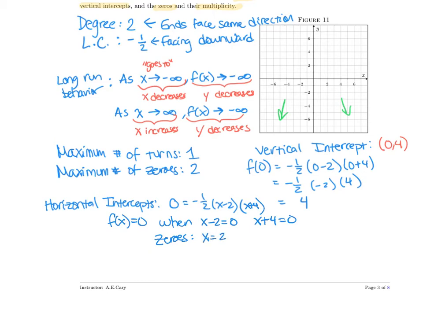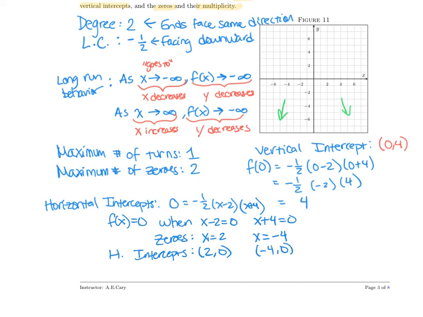I accidentally muted myself, sorry. We now have x is equal to 2, and we have x is equal to negative 4. So if we're actually asking what are the horizontal intercepts, and we're going to write these as points, that'll be (2, 0) and (negative 4, 0).